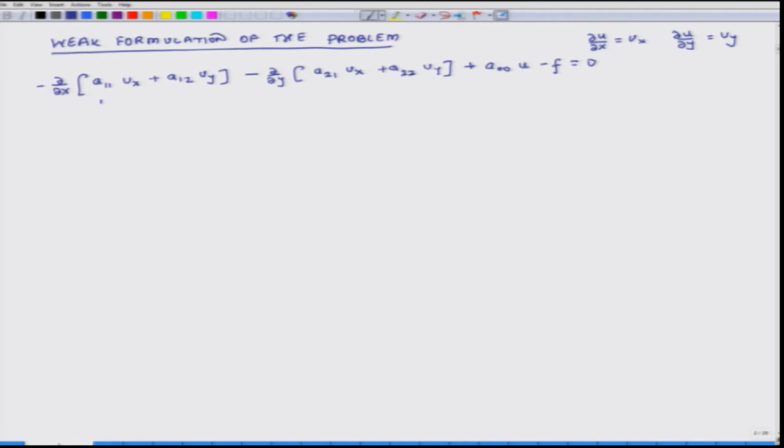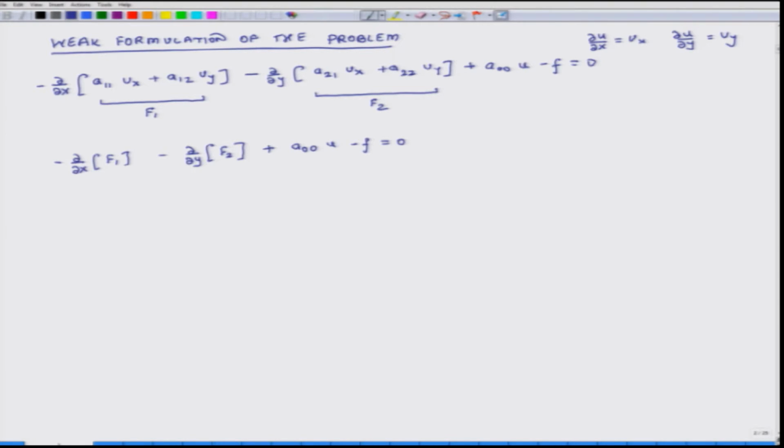Now, I can call this entire expression f1 and I can call this entire expression f2. So, minus del over del x f1 minus del over del y f2 plus A00 u minus f equals 0.